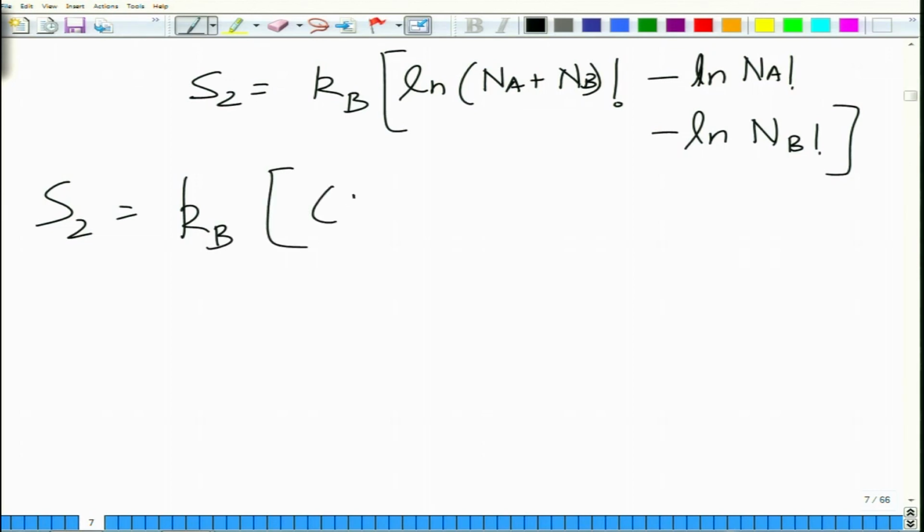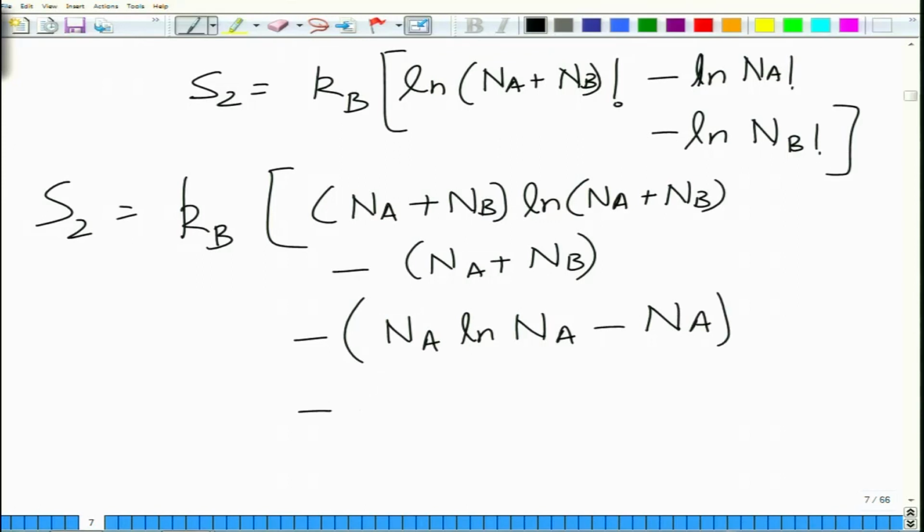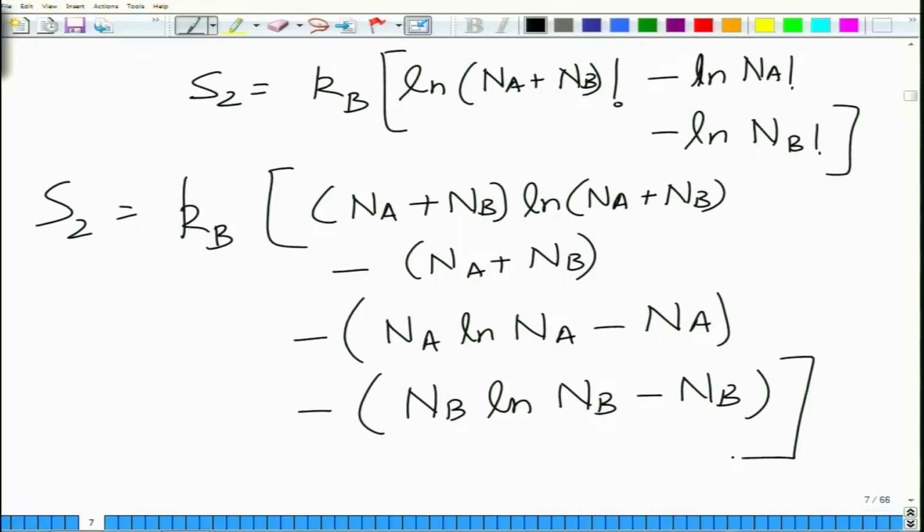So, you can see that this will be Kb times (Na plus Nb) into ln (Na plus Nb) minus (Na plus Nb). Now, let us look at the second term, minus of Na ln Na minus Na, and then minus of Nb ln Nb minus Nb.